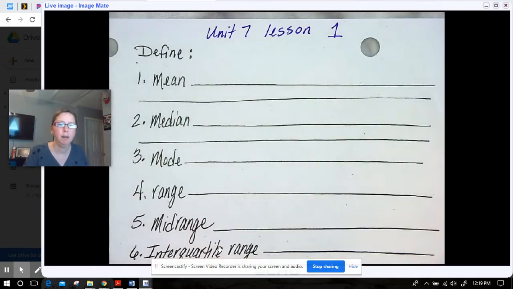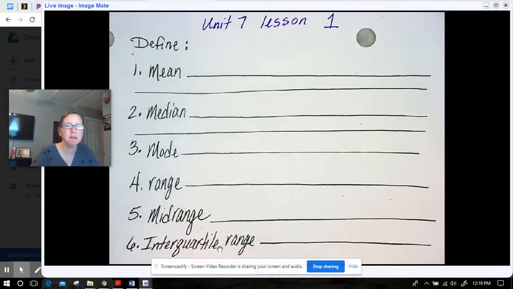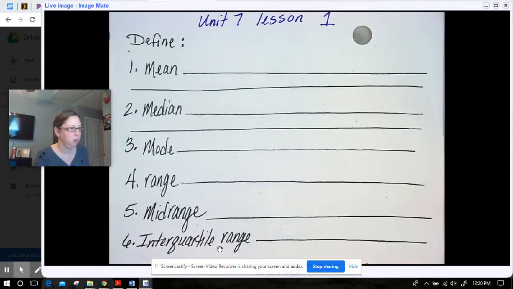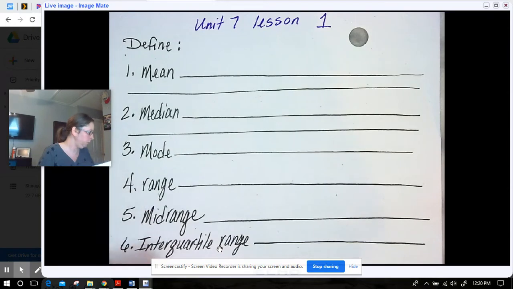Good morning. Today we are starting Unit 7, Lesson 1, and this is all going to be about statistics. So the first thing that we're going to do is define these key words and phrases, all right? So I have uploaded a copy of my printed notes already, but let's go ahead and talk about what each of these means. So let me find a sheet of scratch paper.